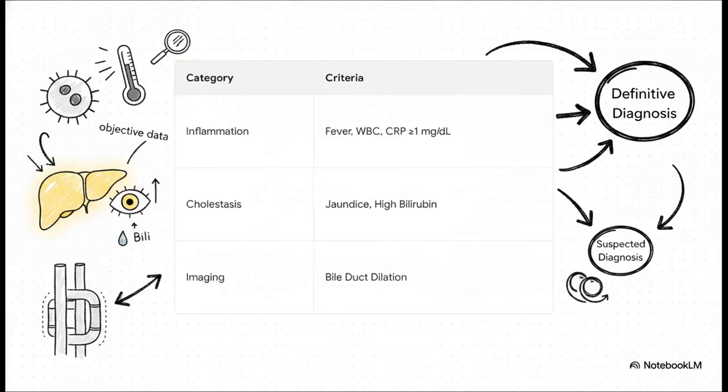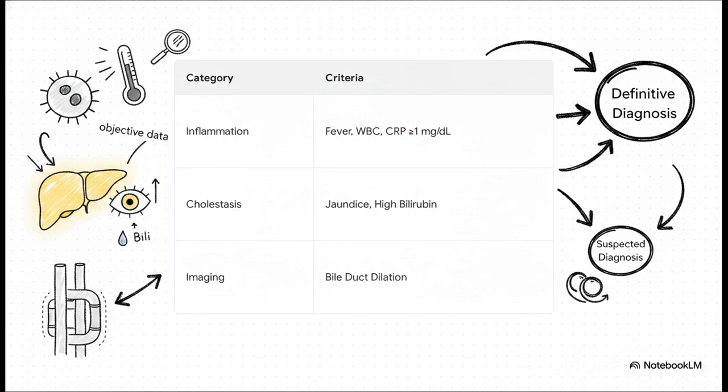To make sure we don't miss these sneaky cases, we now rely heavily on the Tokyo Guidelines 2018, or TG18. To nail down a definitive diagnosis, you need one item from Category A, which is systemic inflammation, one from Category B, cholestasis, and one from Category C, imaging. You can make a suspected diagnosis with just an item from A, plus one from either B or C.